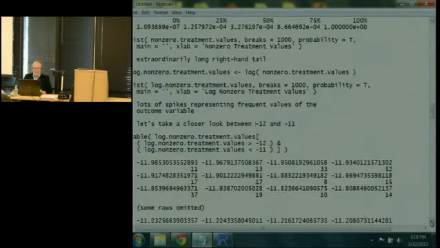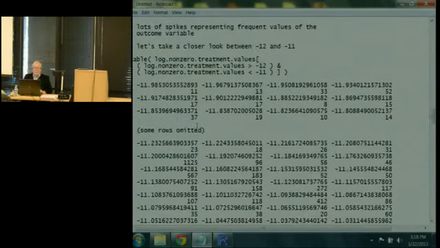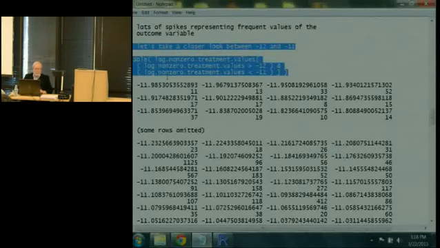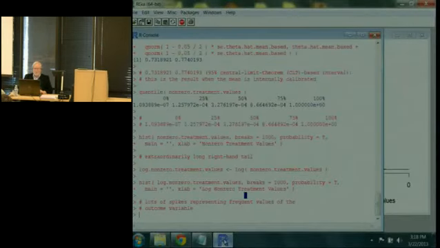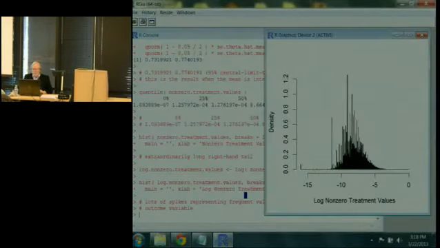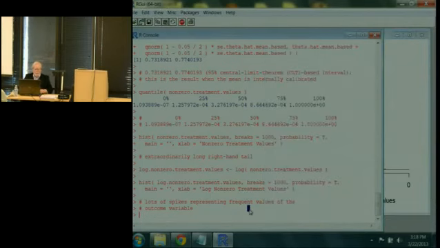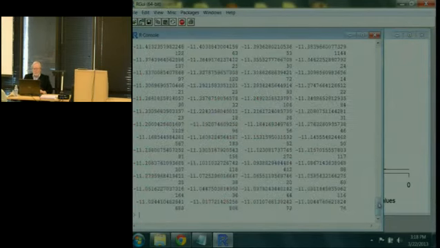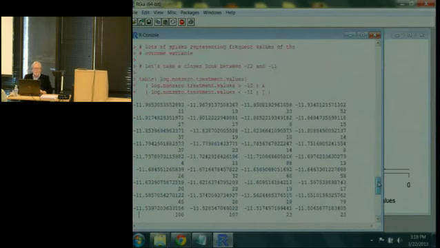Let's take a closer look, for example, between minus 12 and minus 11. I picked that out because this interesting spike here seems to be between about minus 12 and minus 11. So let's go ahead and make a little table of all those values between minus 12 and minus 11.